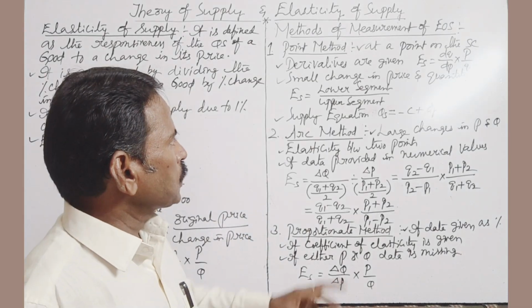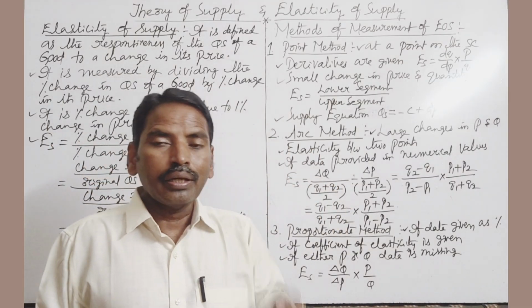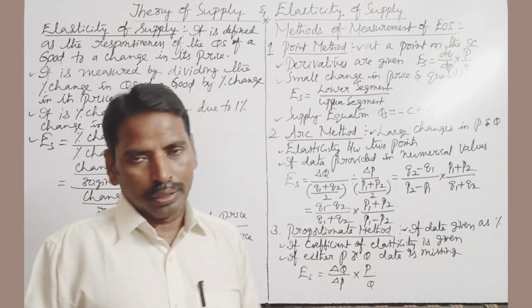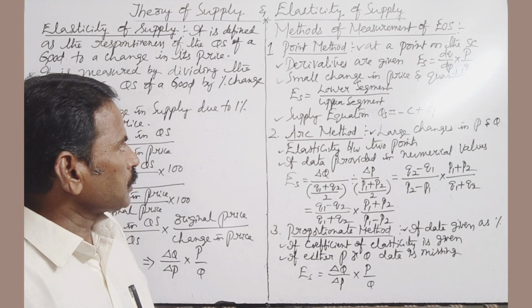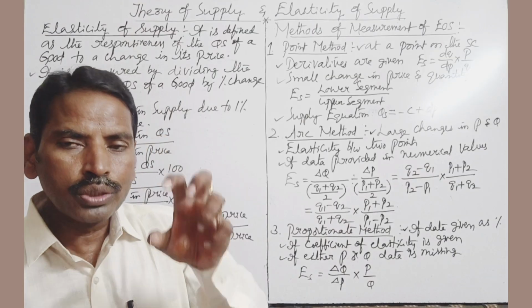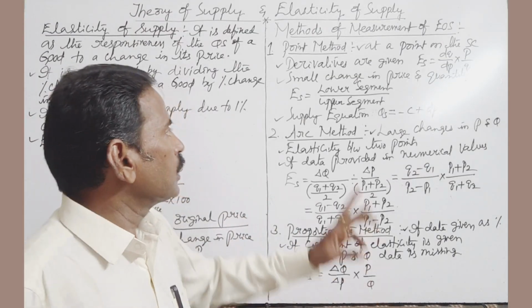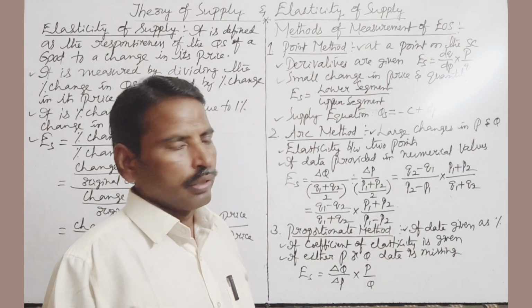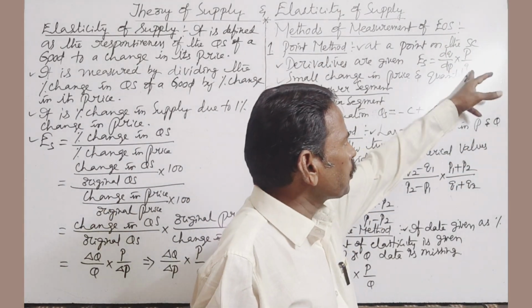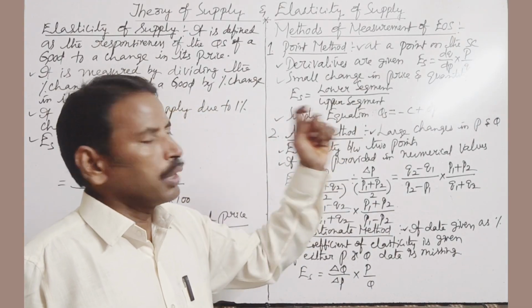So at a point on the supply curve, elasticity is measured at a point on the supply curve. Next, when derivatives are given, to measure price elasticity of supply, point method is applied. Therefore, formula ES is equal to dq by dp into p by q.